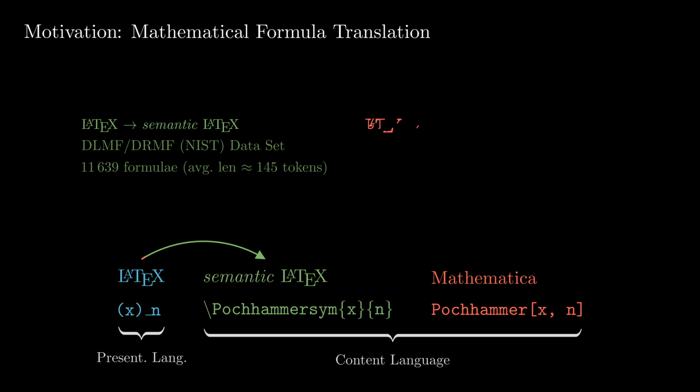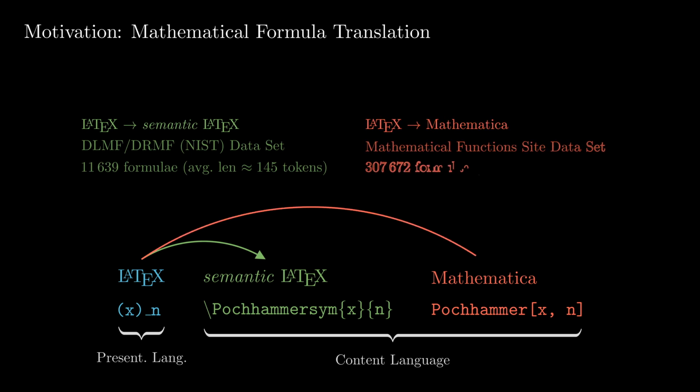As a second task, we consider the translation from LaTeX to the Mathematica notation. Here, we consider the mathematical functions dataset from Wolfram, which has over 300,000 equations. Translating long equations from LaTeX to a content language is a very challenging task due to the extreme precision required by the translation. Getting a single token wrong will often lead to an incorrect result.